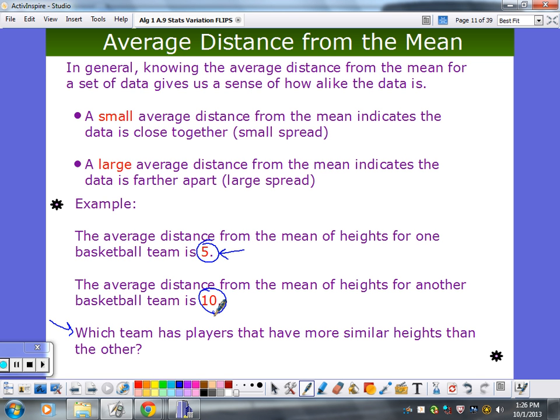On average, how far is each player from their mean height? Do I know what the mean height is? Do I know how tall they are? I have no idea. But on average, they're 5 from the mean. On average, they're 10 from the mean. Like if you think, I don't know what the mean is, but on average, each player is about 5 away. On average, each one's about 10 away. So which one has players that are all kind of close to the average? This one. If they're all close to the average, they're all pretty close to being the same.